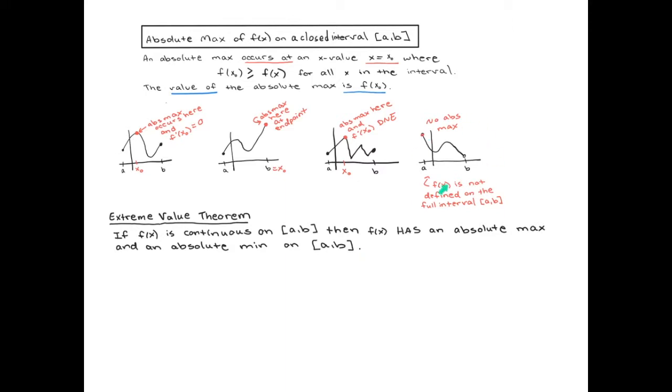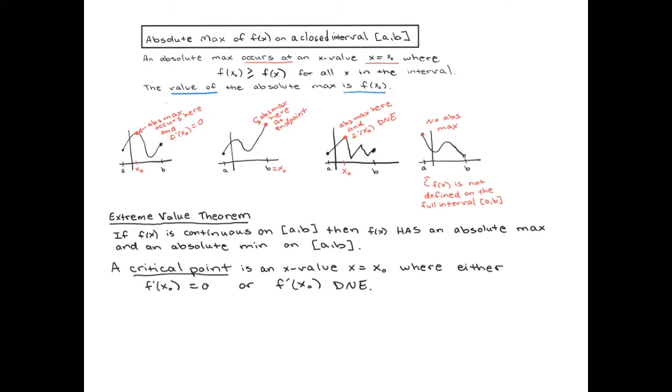As you can see, this picture over here does not follow that pattern. The function is not defined on the endpoints. So because it's not defined on the whole interval, we are not guaranteed that an absolute max or an absolute min will exist. These other pictures, the function is defined on the whole interval, including the endpoints, so the absolute max and the absolute min do exist for these other pictures.